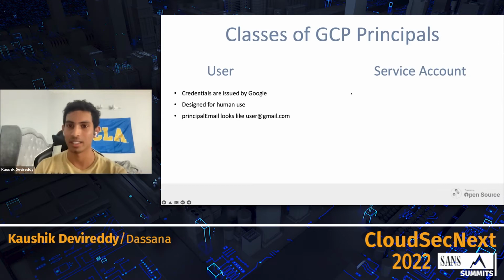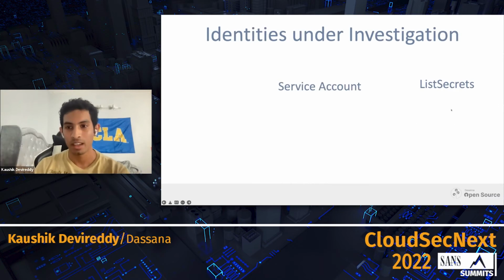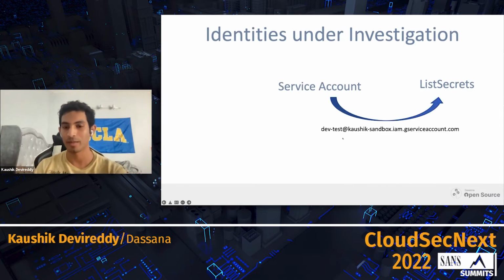Now, there's another class of GCP principals, which are far more common, and these are machine identities. Typically, these are credential files that contain the private key, which can create their own credentials and exchange them for tokens. And the principal email for service accounts looks a lot more like the super long email we saw in the log before. So now let's look at a log where a service account called the list secrets API. And remember, a service account principal email looks like this.